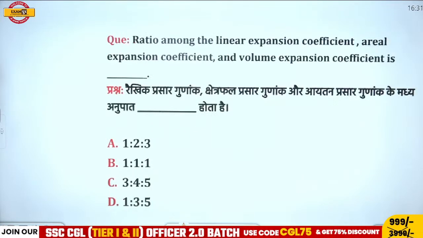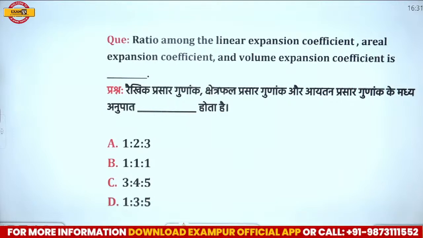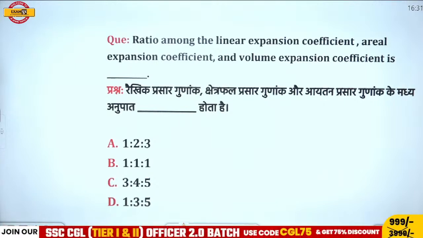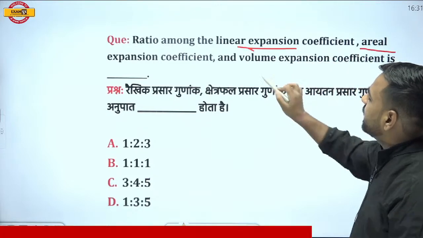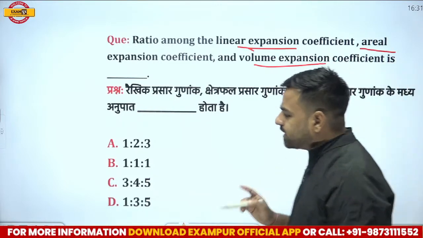Next we have: the ratio among the linear expansion coefficient, areal expansion coefficient and volume expansion coefficient is what? So we have three types of expansion, that is, linear expansion, areal expansion and volume expansion. So what is this ratio?